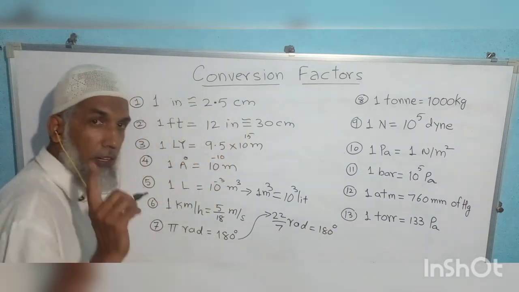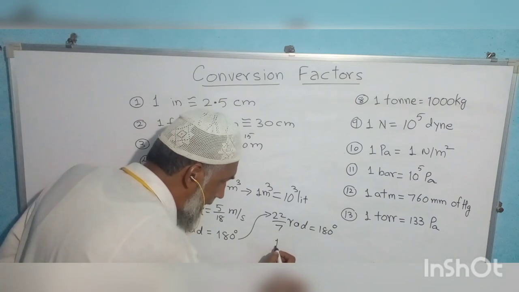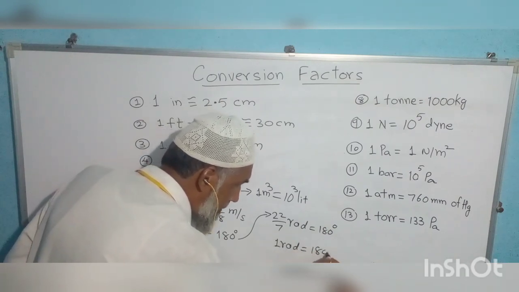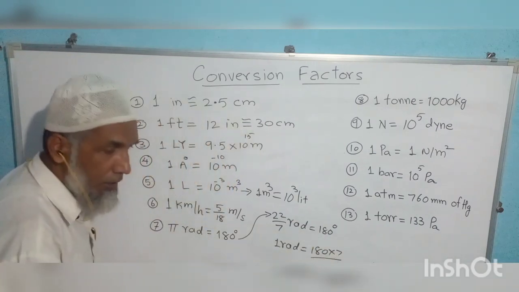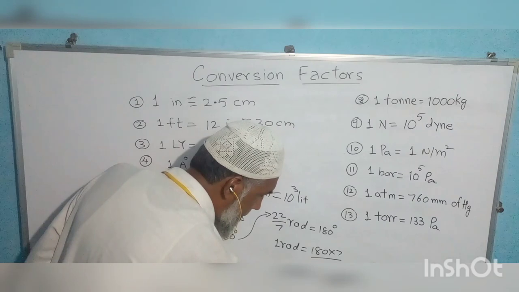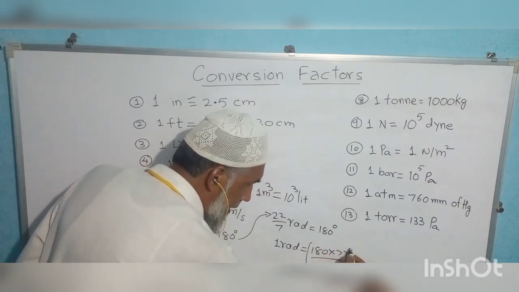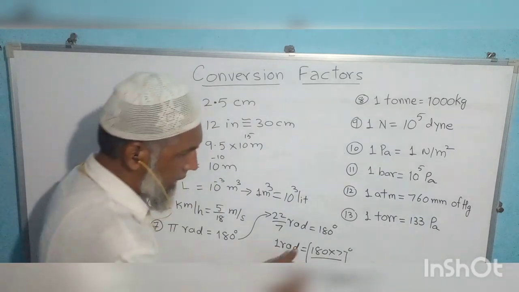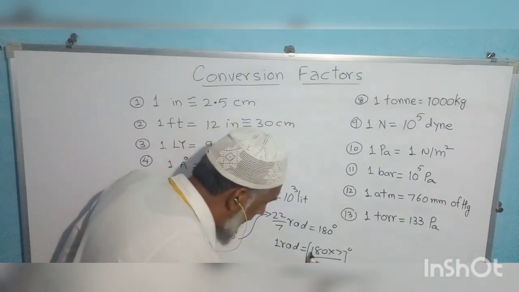Now you want to know the value of 1 radian. So here you will take all this term to that side. Then here what remains is 1 radian. This is 180. The 7 will go there and get multiplied, and here it will be 22. So whatever the answer will be, this will be your degree. So if you solve this, then you will get the value of 1 radian.